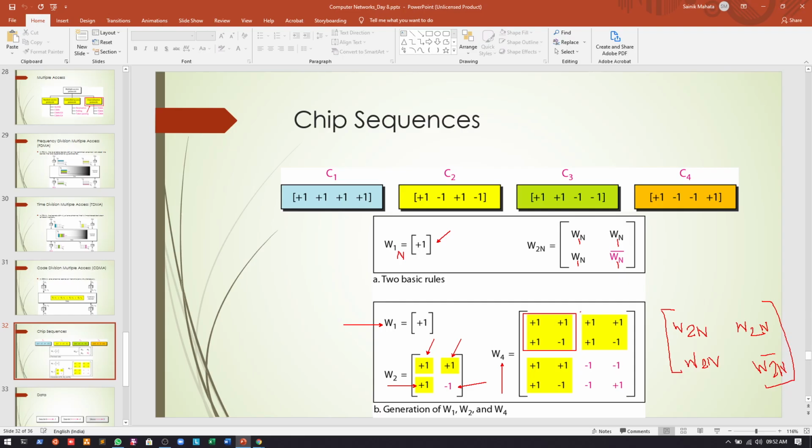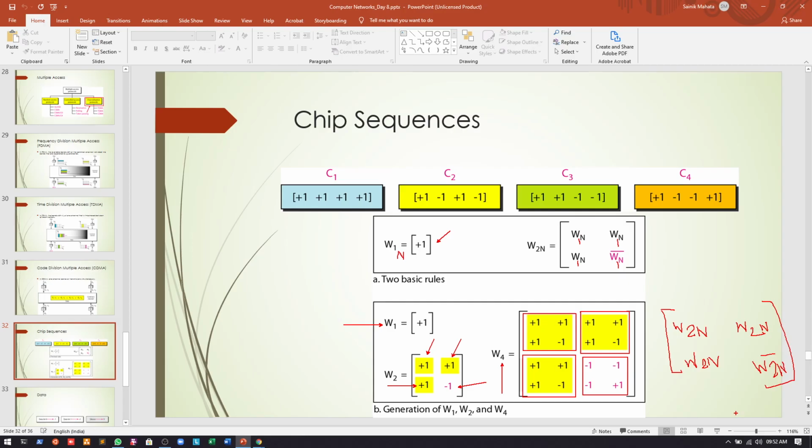Again we are seeing that we are having a positive W2n here as well. And again for W2n the complement, we are just taking W2n and converting every positive into negative and every negative into positive. Okay, am I clear till this? Yes, no?